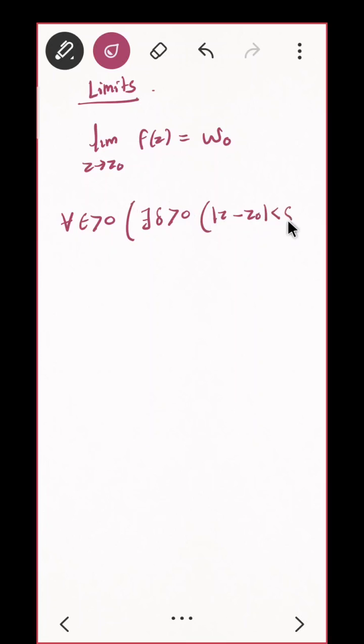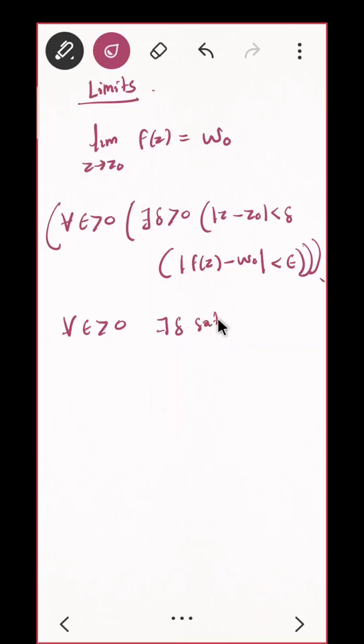correct. Very nice. Implies, that means again I'll open the bracket, mod of f of, very nice, good. So how many brackets will close? 1, 2, 3, yes. So this is the definition of limit, and if you don't want this bracket, this is basically the MTTS way to write it in this form. If you don't like this, then you can directly write for all epsilon positive there exists delta satisfying mod of z minus z naught less than delta implies mod of f of z minus w naught is less than epsilon. Yes.